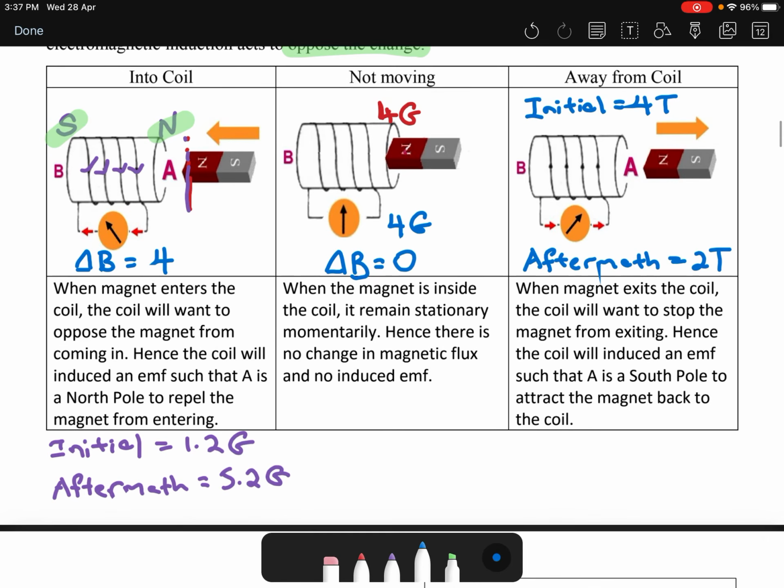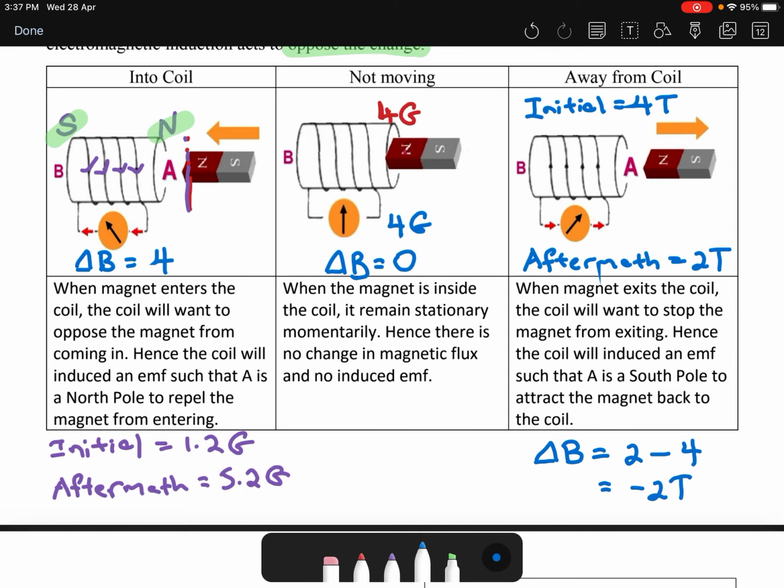So you can see that there's a change of magnetic field strength of 2 minus 4. It's always final minus initial, right? So it's equal to negative 2 Tesla. There's a decrease in your magnetic field. So what will the coil do? Because the coil doesn't want this change.